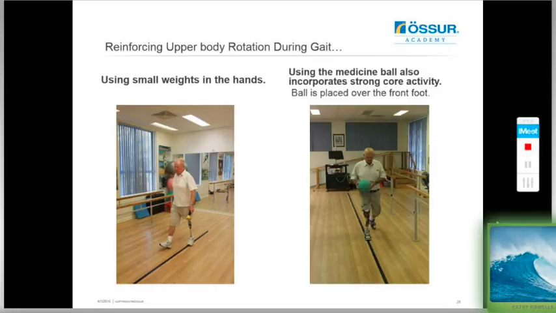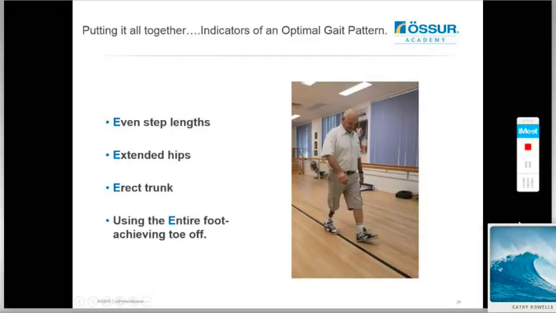Also looking at reinforcing the gait pattern with rotation during gait, we can pop some small weights in the hands, and that just emphasises it for the client. They can feel that rotation happening much more because the weights take the arms through their natural swing phase as they concentrate on what's happening around the pelvis in their abs and their glutes. We can use medicine balls. This is much harder. They can walk with rotation. The medicine ball goes over the foot that's in front, so that causes upper body rotation in opposition to the foot that is placed forwards.